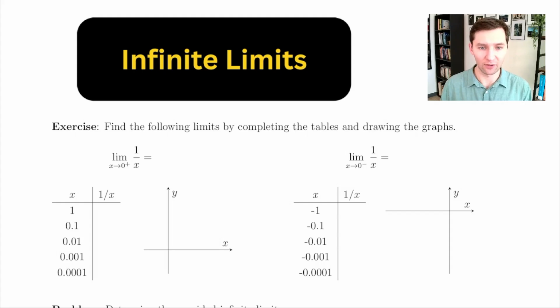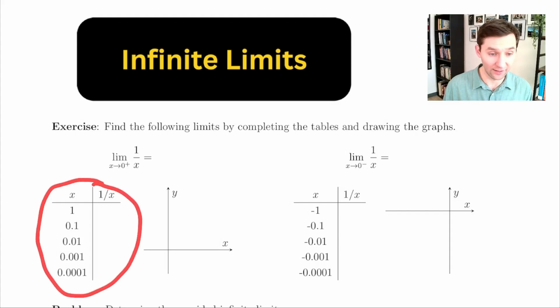Let's start by computing a couple of basic ones. The limit of 1 over x as x goes to 0 from the right, and the limit of 1 over x as x goes to 0 from the left. And we'll use tables and graphs to find these limits. Let's start with the table on the left.